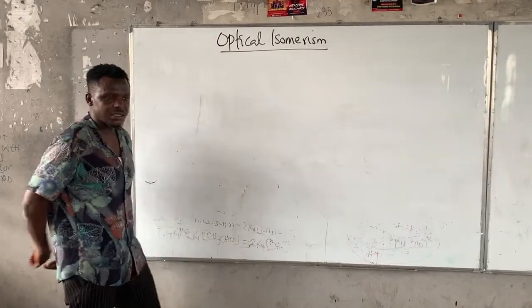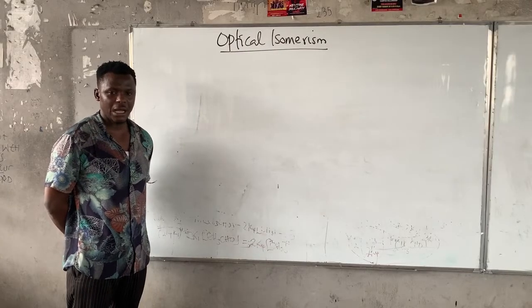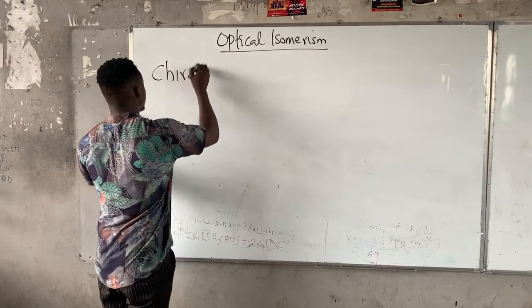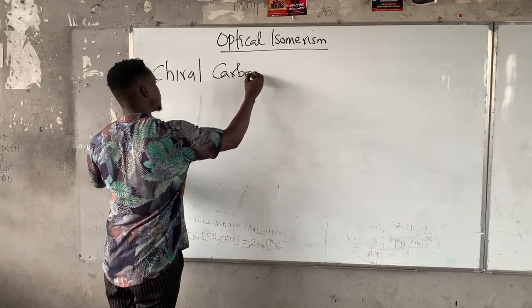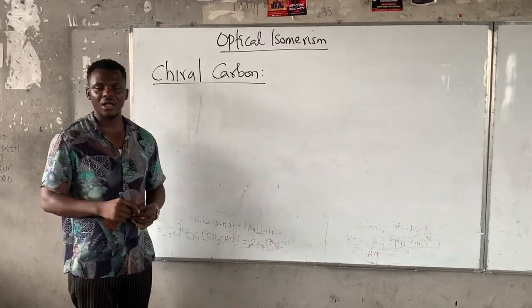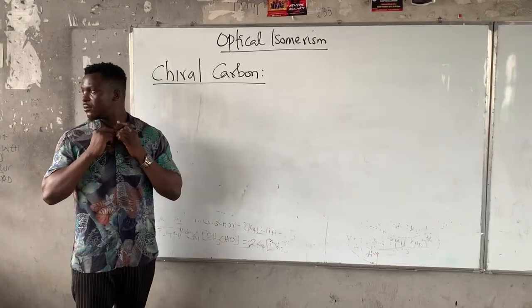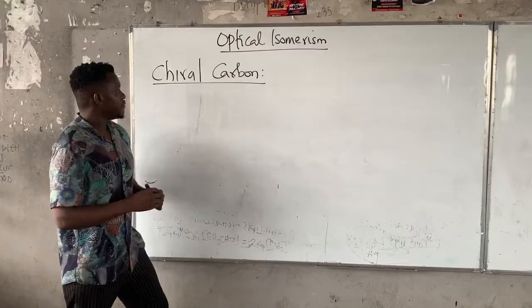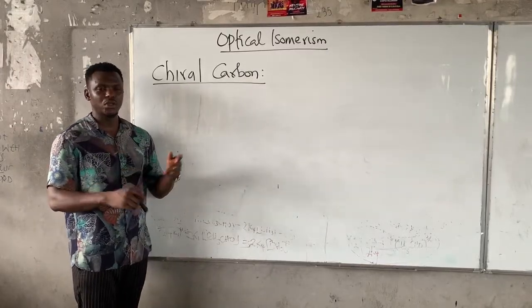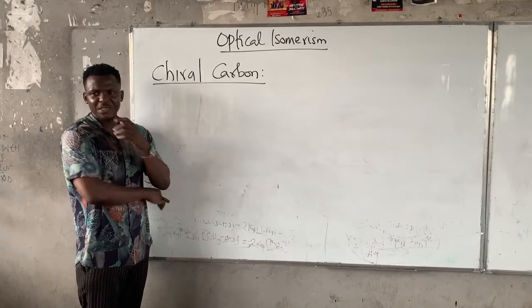The criteria that a particular compound must possess in order to be called a chiral molecule is that they must contain a chiral carbon. This is the number one criteria. For any compound to be called a chiral molecule, they must contain a chiral carbon. Now, what is a chiral carbon, you may want to ask.